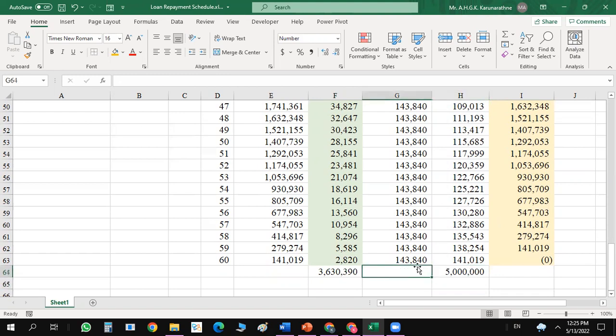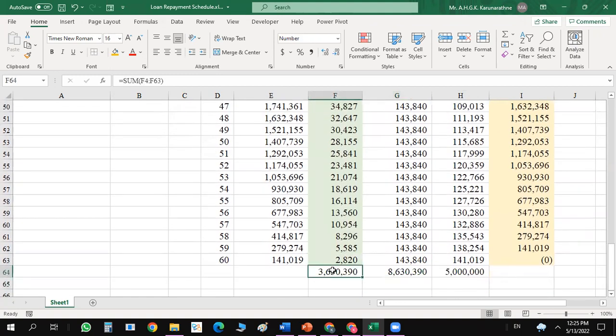And this must be how much? 8,630,390. Because the installments equal this much, this plus this. How much? 8,630,390. All equal to 8,630,390. That's all. This is how a loan repayment schedule is prepared.